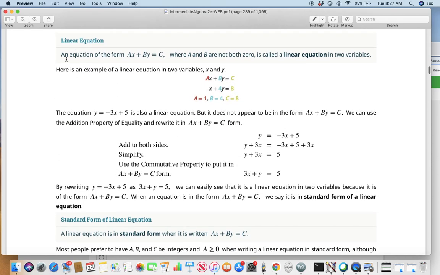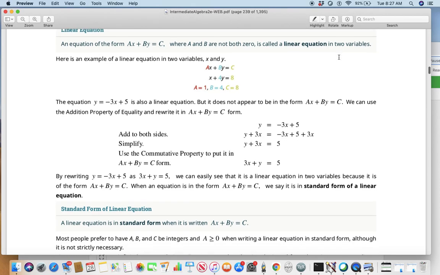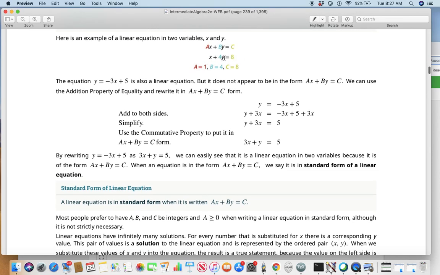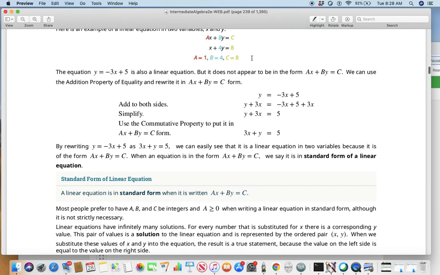Linear equation. An equation of the form ax plus by equals c, where a, b, c are numbers, constants, and a and b not both 0, is called a linear equation. Alright. For example, x plus 4y equals 8. A is 1, b is 4, c is 8. This is an example of a linear equation.